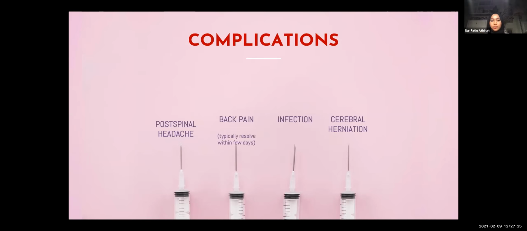The second one is back pain. Back pain usually resolves within a few days. The third one is infection. This can be prevented by using proper sterile technique. And the last one is cerebral herniation. This is rare, but the most serious complication of lumbar puncture. This occurs because we do lumbar puncture in children with increased intracranial pressure.